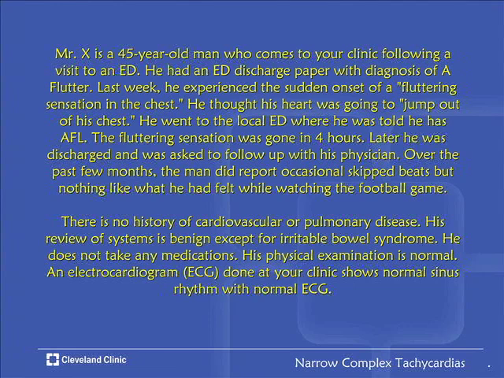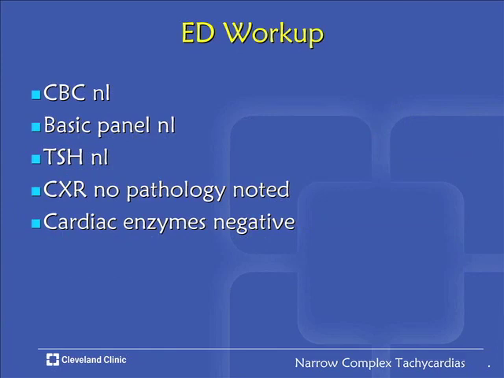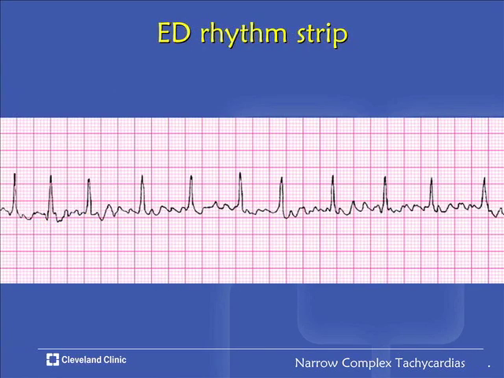Over the past few months, this gentleman did report occasional skipped heartbeats, but he never had any palpitations. No history of any cardiovascular or pulmonary disease. His review of systems was benign except for irritable bowel syndrome. He does not take any medications. His physical examination was normal, and his EKG done at your clinic showed normal sinus rhythm. You check the papers from the emergency department, and the CBC was normal, the basic panel was normal, the TSH was normal, cardiac enzymes were normal, and the chest X-ray was normal. And he had this EKG labeled as, luckily, atrial flutter, not something else.